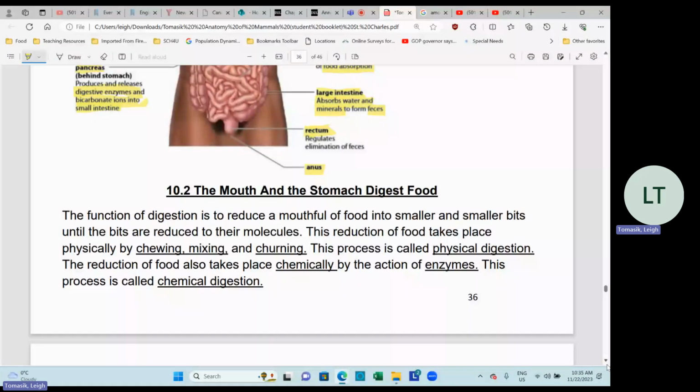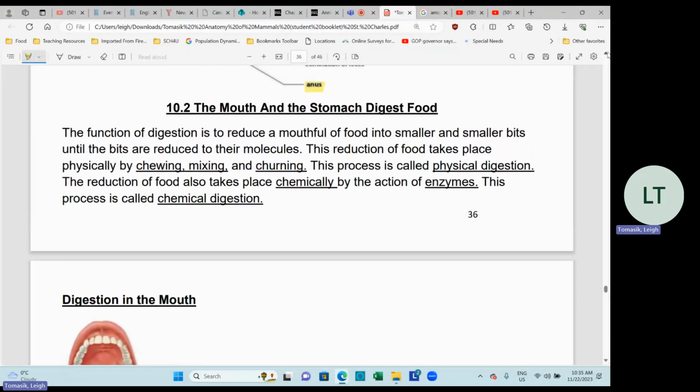Okay, so in this lesson, we are going to talk about the process of digestion in the mouth and in the stomach. In later lessons, we will talk about other body parts. So, just to remind you, the function of digestion is to reduce a mouthful of food in big pieces into smaller and smaller bits until the bits are reduced to their molecules. And that's because the step after digestion is absorption.